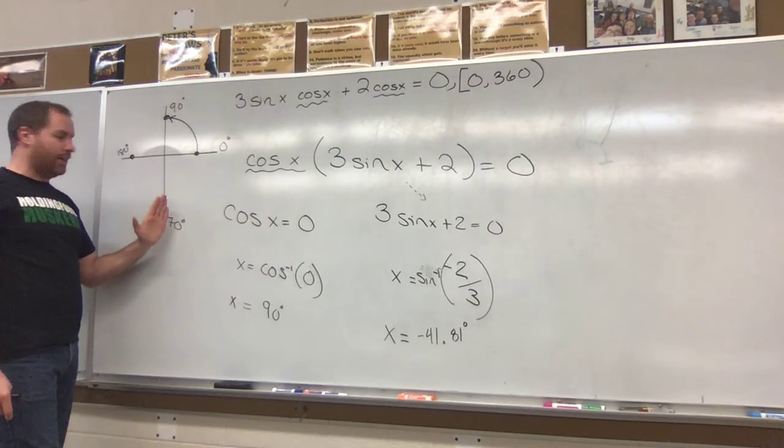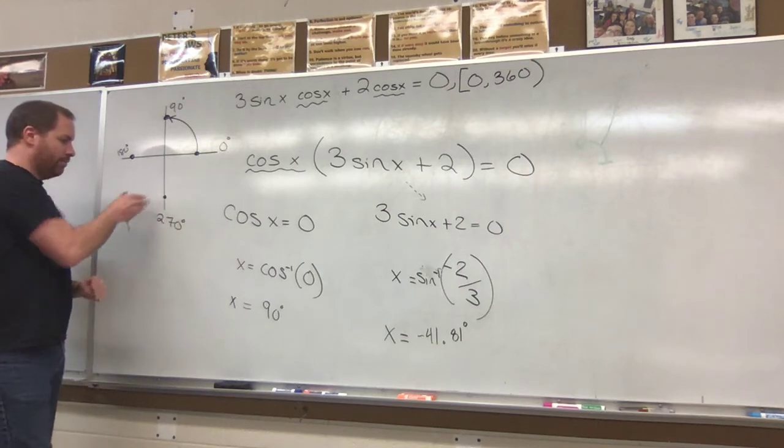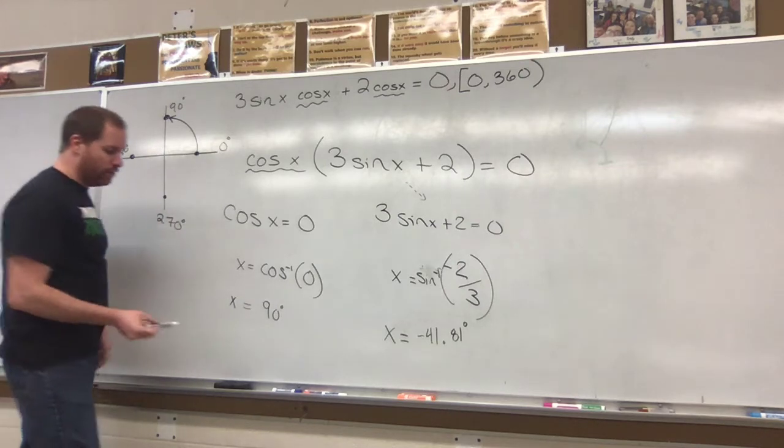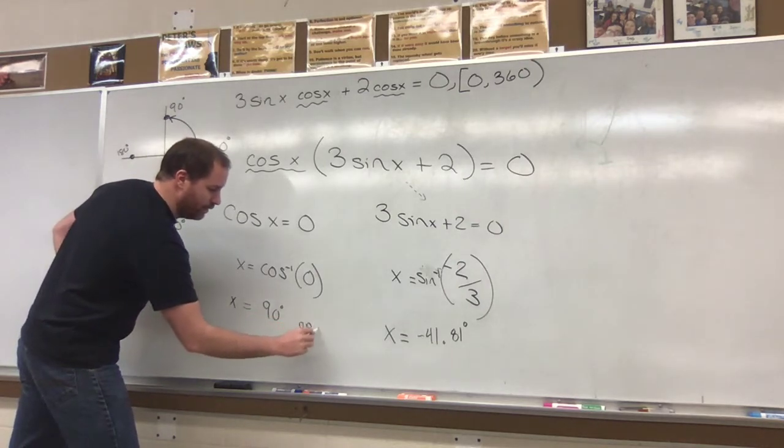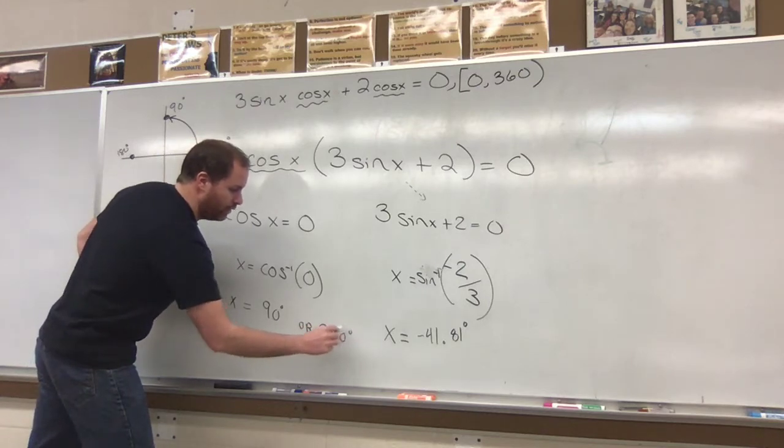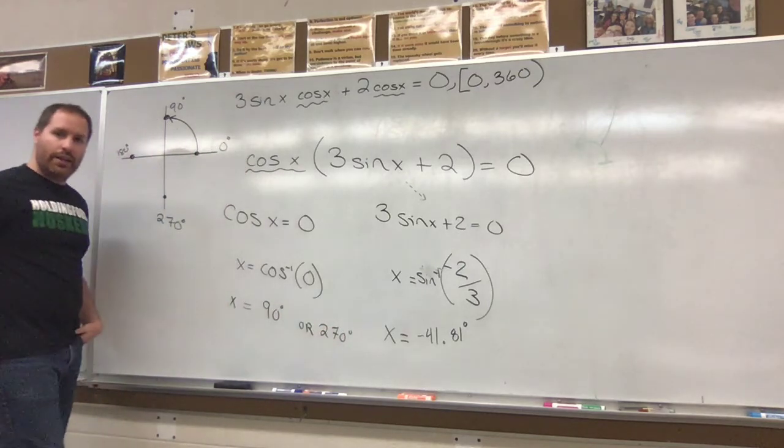270. The x value is 0. It hasn't moved left or right at 270. So that's going to be a possibility too. Even though your calculator will not tell you that answer, that's a possibility.